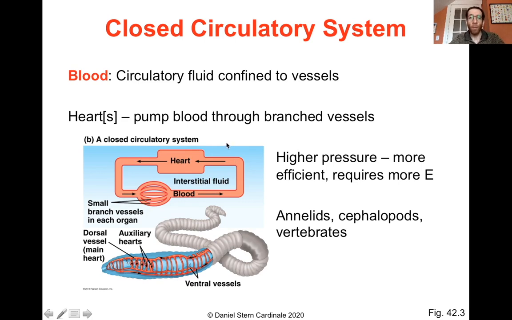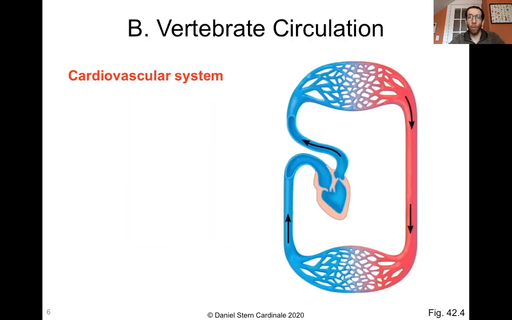This type of system operates at a higher pressure, which means the circulation is more efficient. It does a better job of circulating things like gases and nutrients through the body, but it also requires more energy. You see closed circulatory systems in the annelids, in the vertebrates like us, which we'll talk about in more detail, and also in cephalopods. Most mollusks, as we just heard, have an open circulatory system, but the cephalopods, the things like squid, octopus, cuttlefish, all those, they have closed circulatory systems. For the rest of today, we're going to focus on vertebrate circulation. So we'll start with a big overview of vertebrate circulation.